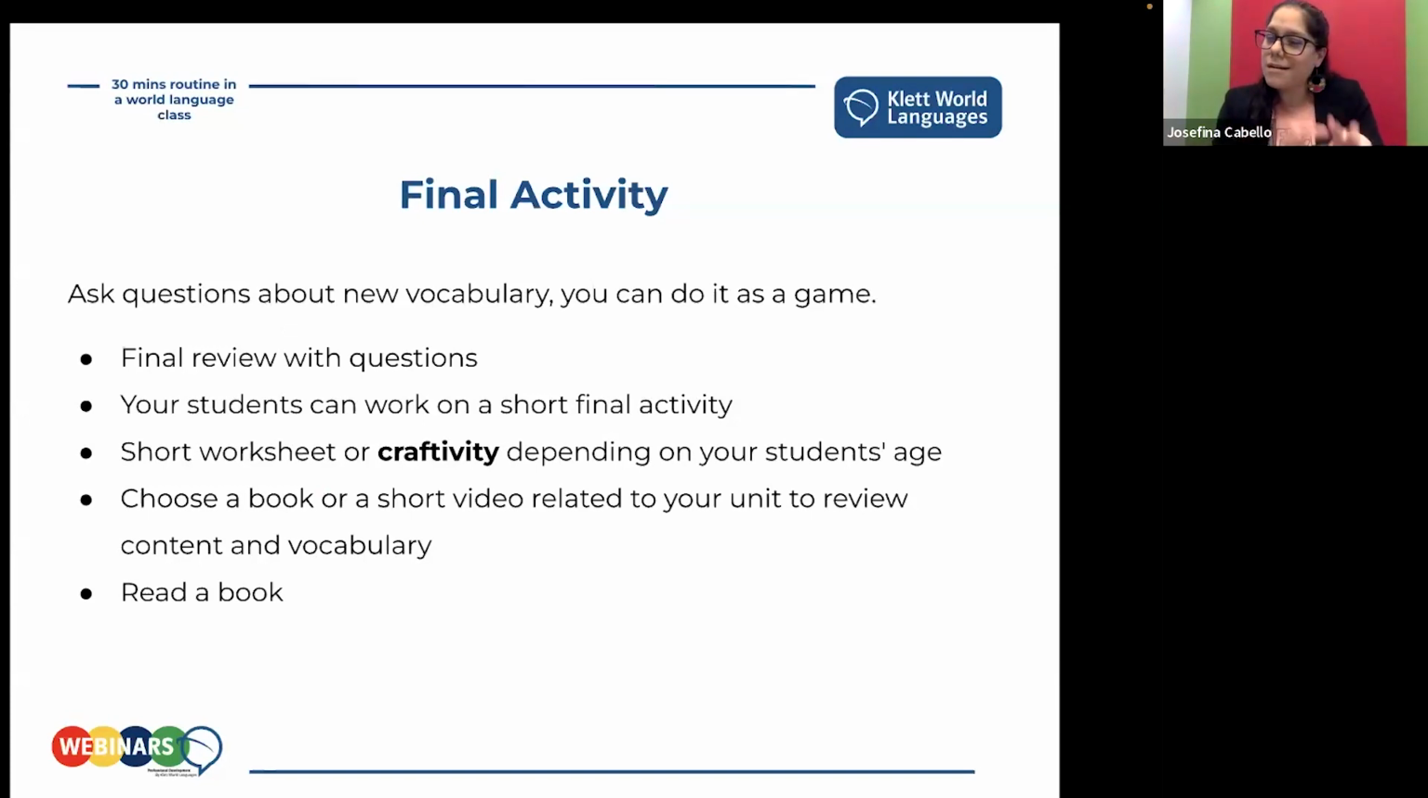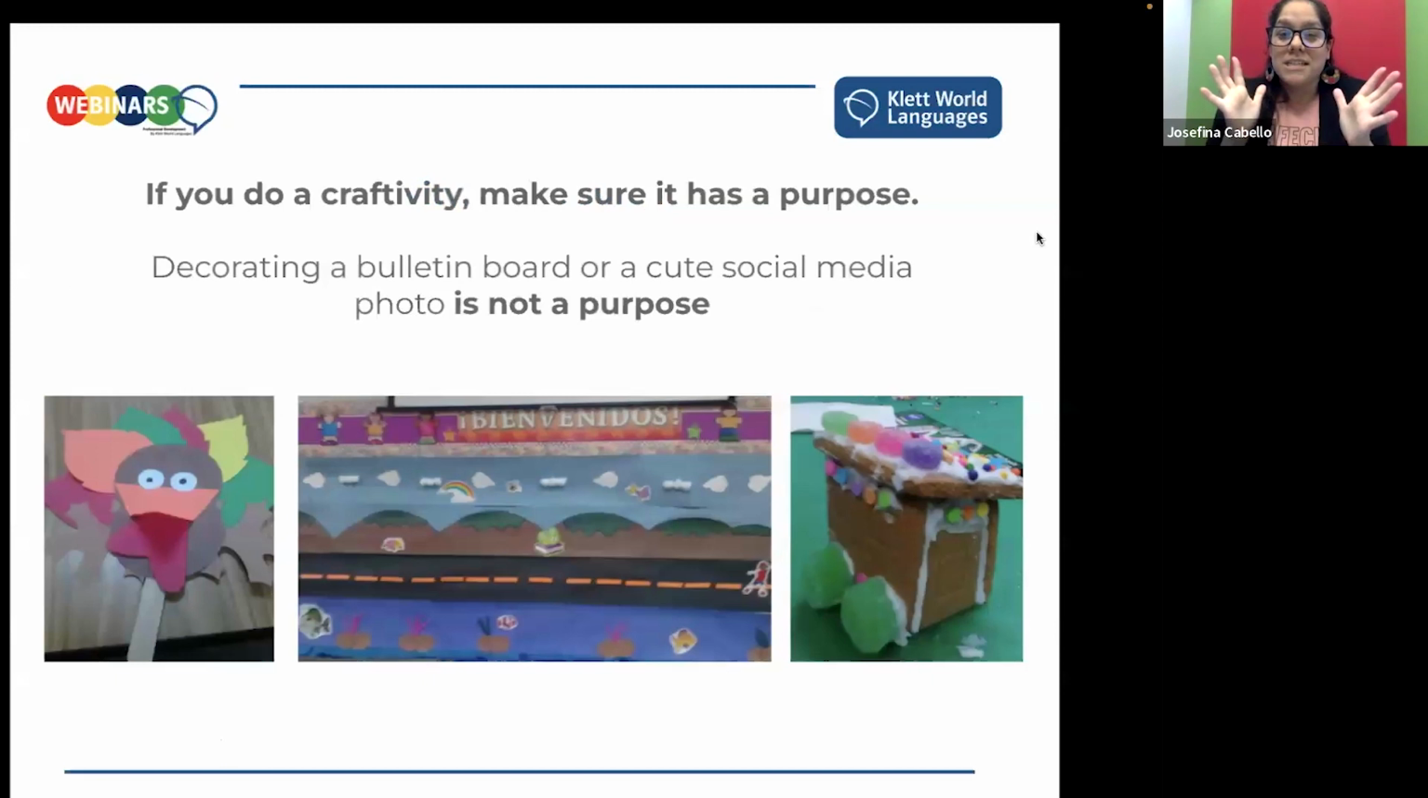So now we're going to talk very briefly about craft activities, because that's like a buzzing word lately for all world language teachers. So I'm going to share with you about some craft activities if we want to move on to the next slide. So let's make sure your craft activity has a purpose. Decorating a bulletin board, a cute picture for social media is not a purpose. So especially if you only have like 20, 30, 40 minutes of class, you need to use that class time in order to start producing language or to expose your students to language.